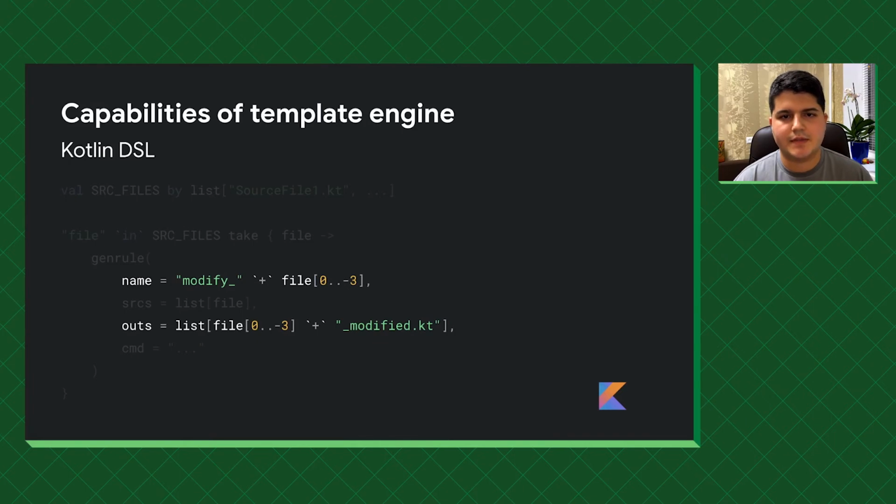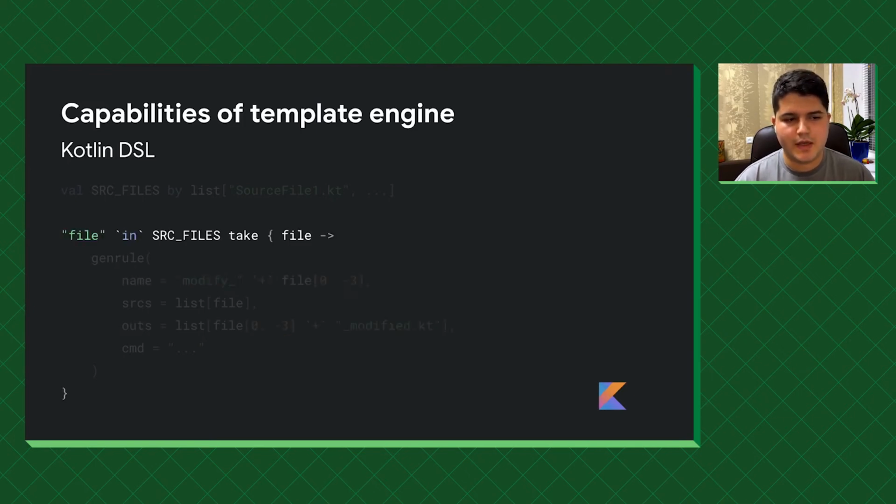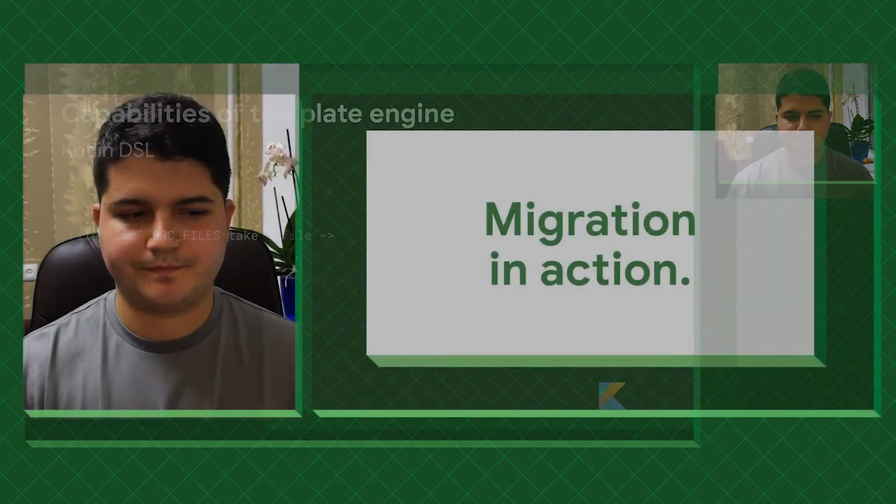So the name expects the type string. And if any other type would be provided, the Kotlin code would not compile. And the same works with out, which expects the list of strings. And all of that is wrapped into the DSL that generates the list comprehension. And basically the file argument in the Lambda corresponds to the item type of the list that we are working in. And again, it preserves the type safety of the API.